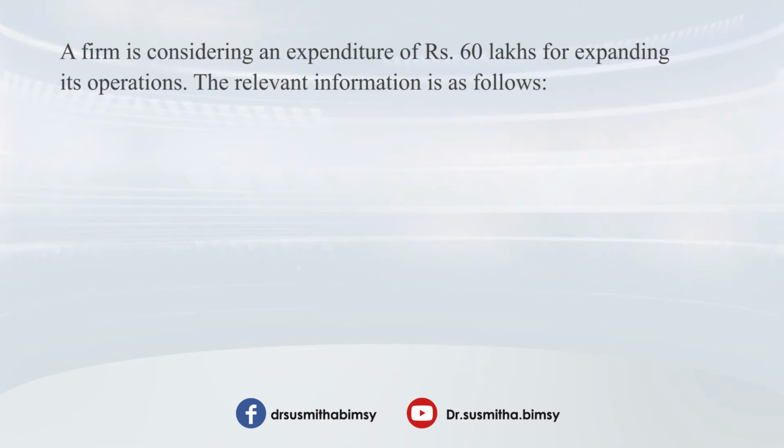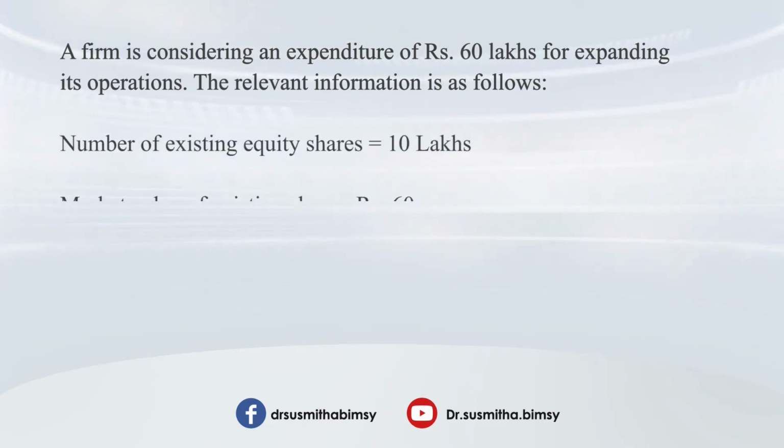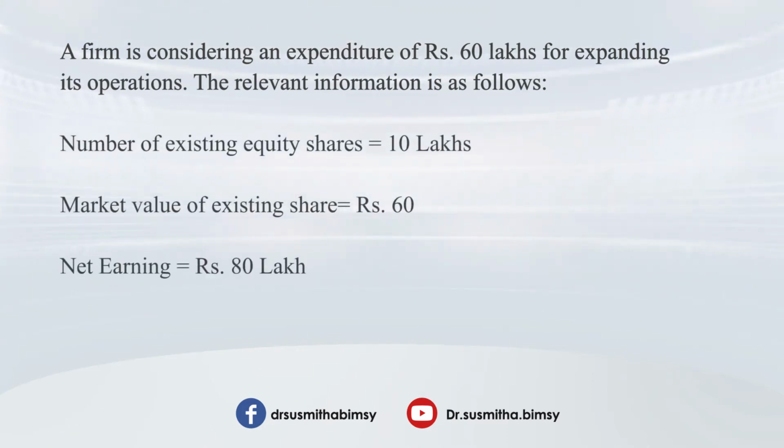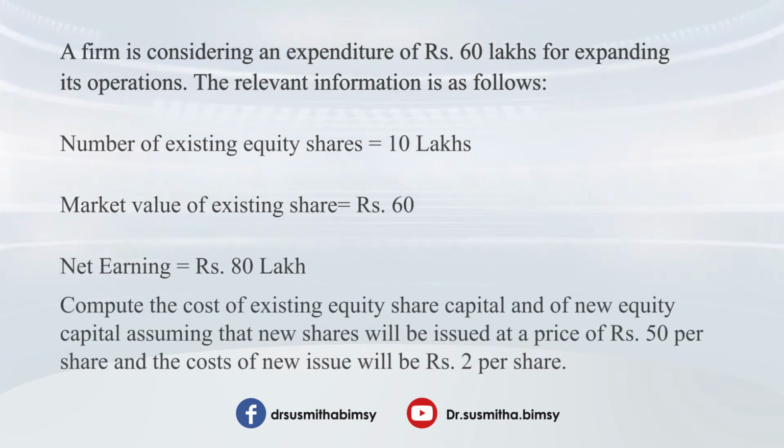A firm is considering an expenditure of rupees 60 lakh for expanding its operations. The relevant information is as follows. Number of existing equity shares, 10 lakh. Market value of existing share is rupees 60. Net earning rupees 80 lakh. Compute the cost of existing equity share capital and of new equity share capital, assuming that new shares will be issued at a price of rupees 50 per share and the cost of new issue will be rupees 2 per share.